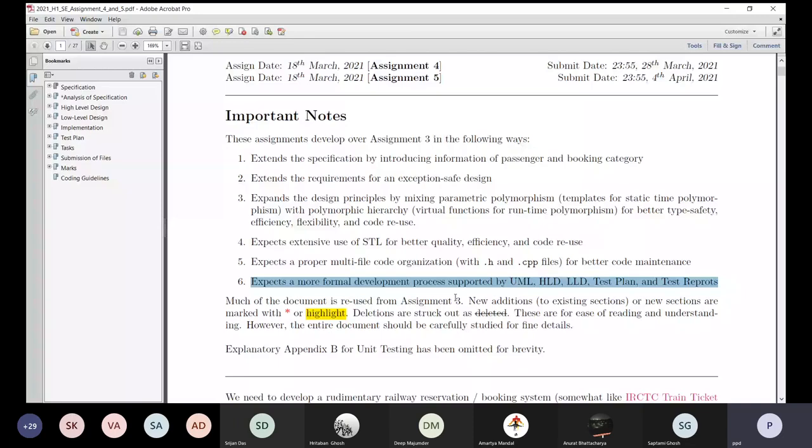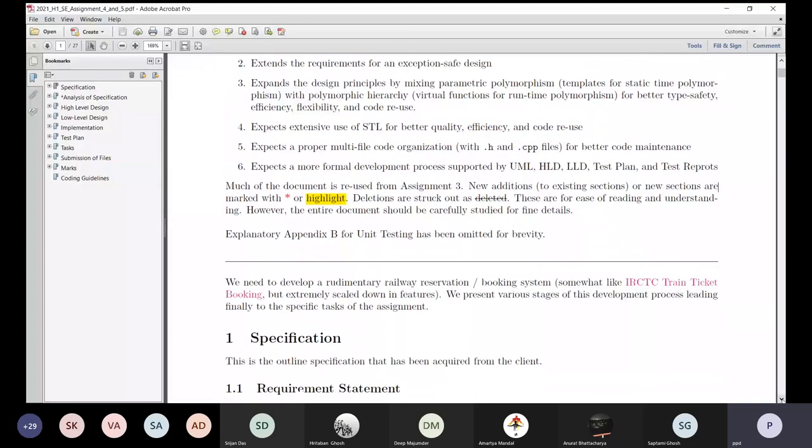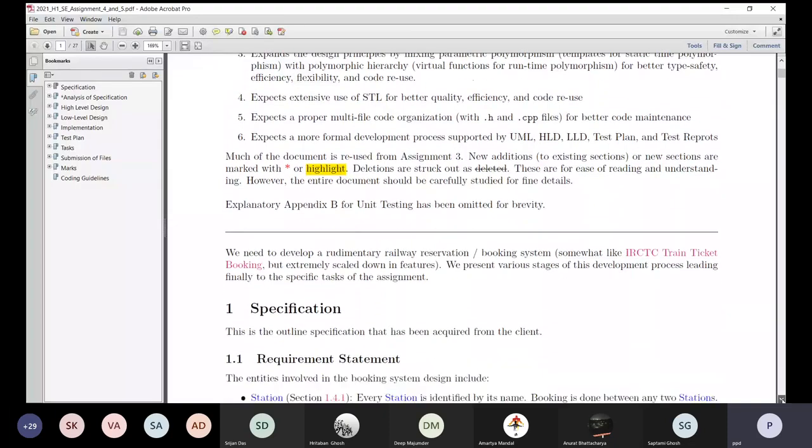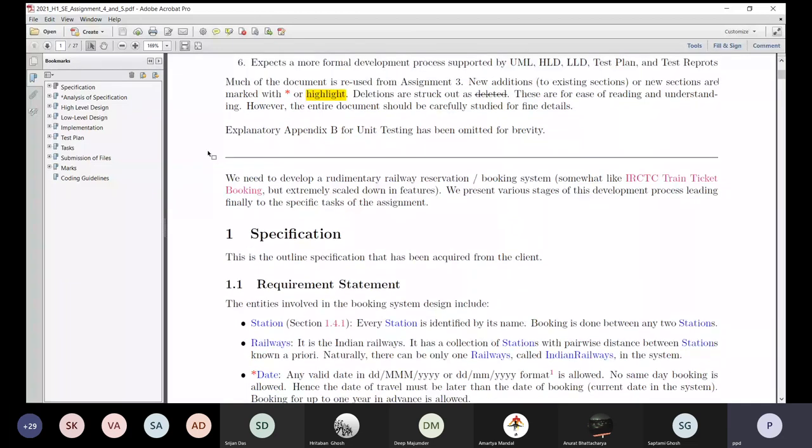So this is a note you follow, because you will see that there is a lot of commonality between assignments 3, 4 and 5. So I have not written it from scratch. Just to help your understanding, I have added or deleted parts. If you go through the specification, you will see that things have been added new. They are typically marked with a red star or highlighted in yellow. And things that are not relevant or that have changed are struck off.